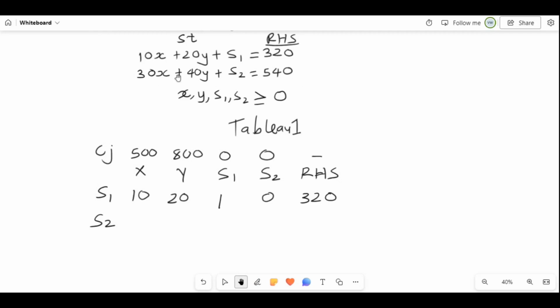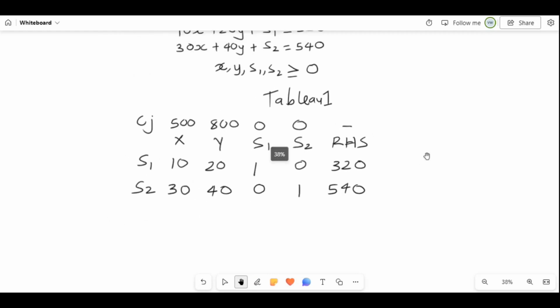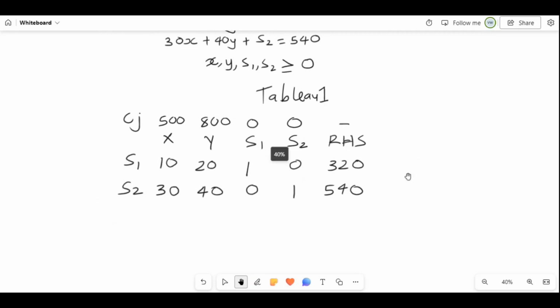We do the same for the second constraint. The coefficient of x is 30. The coefficient of y is 40. There is no S1 in the second constraint, so we'll have it as 0. And the coefficient of S2 is 1. And this is 540. So we've assigned the coefficients of our constraints to each variable in the constraint.